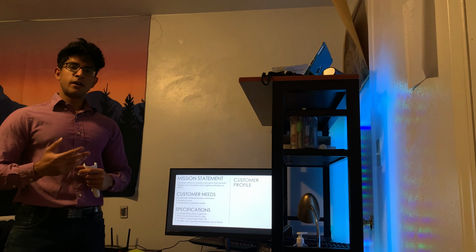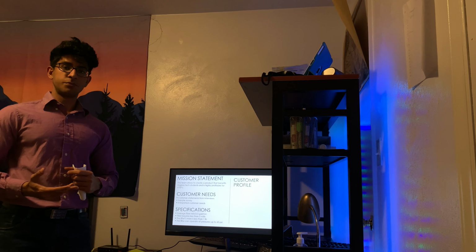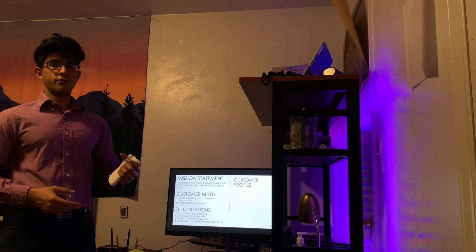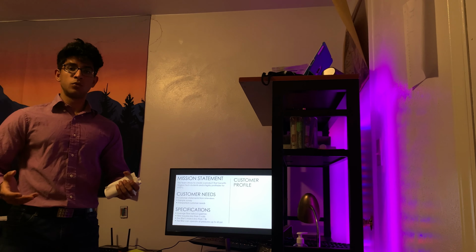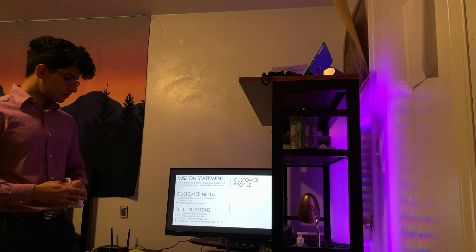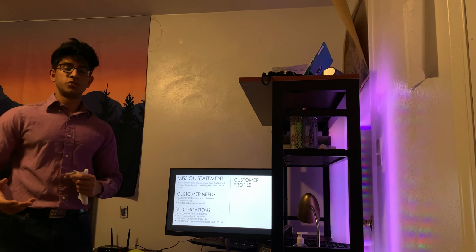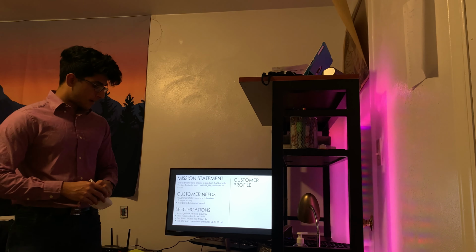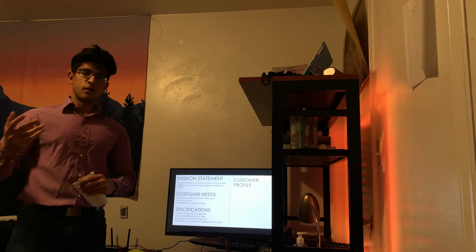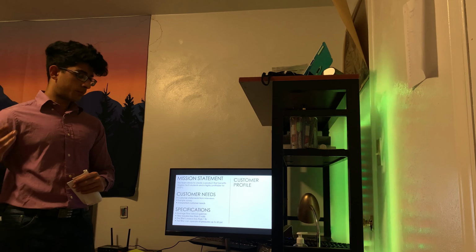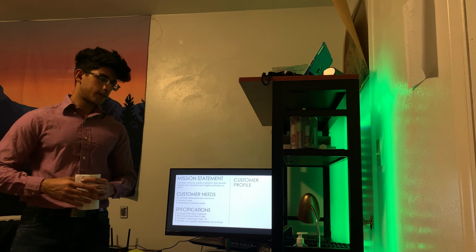So we expect the average flow rate of a product to be 5 gallons per minute. We do not want our product to use more than 5 volts of energy. We expect our product's mass to be less than 1 pound, so it's portable. And lastly, we expect the filter to operate at pressures up to 60 psi.